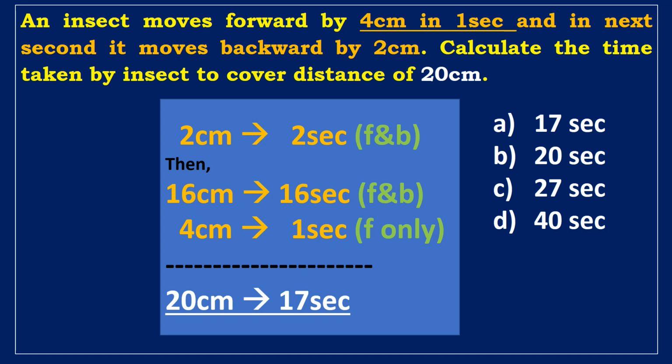Similarly, the total distance covered by the insect of 16 centimeters in both directions takes 16 seconds. The insect moves forward 4 centimeters in the next second. 16 plus 4 is 20 centimeters. Distance covered in 16 plus 1, or 17 seconds.